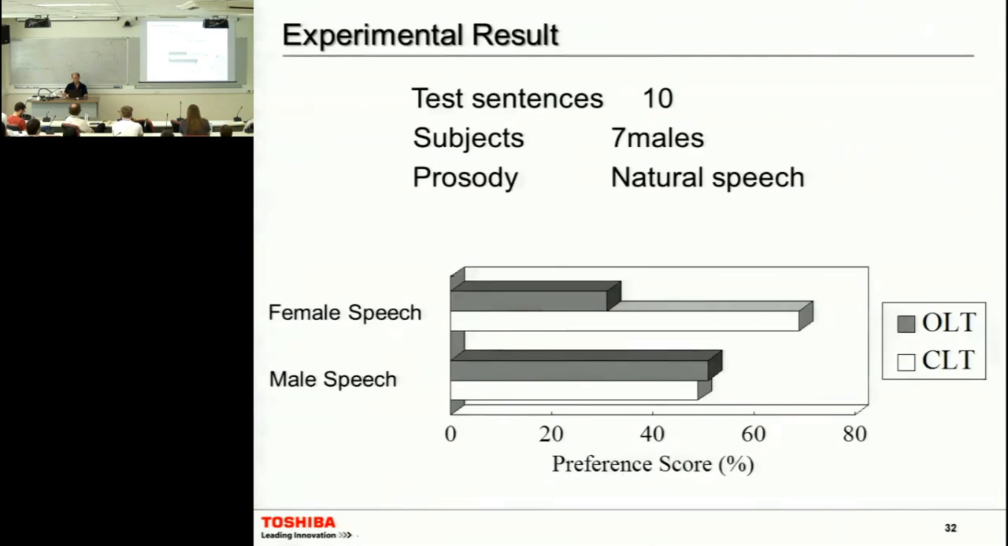This is the experimental result, the preference test result. For female speech, this closed loop training is much better than the open loop training method. But there is no significant difference in the case of male speech. When the pitch is high, the distortion caused by prosodic modification is larger. So for female speech, closed loop training is much better than open loop training.